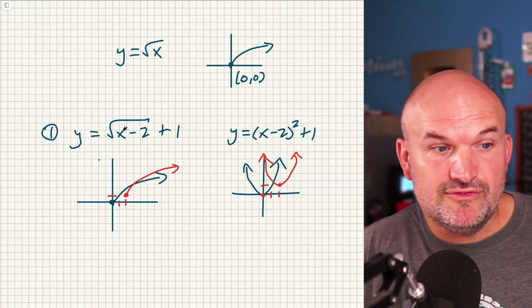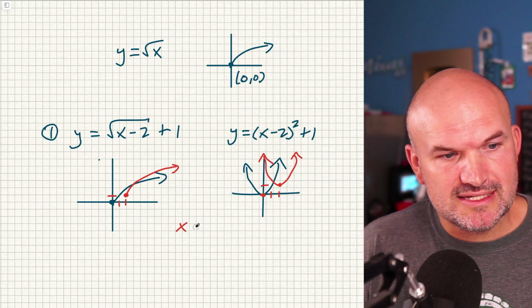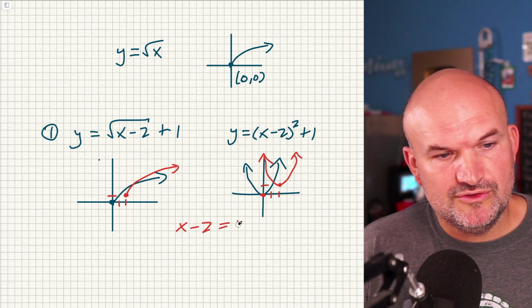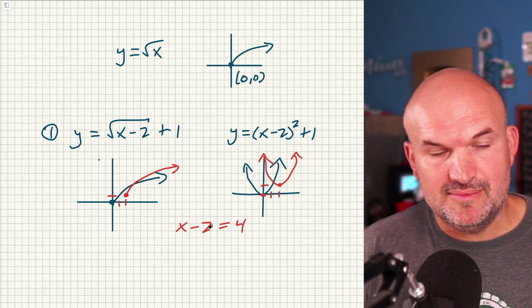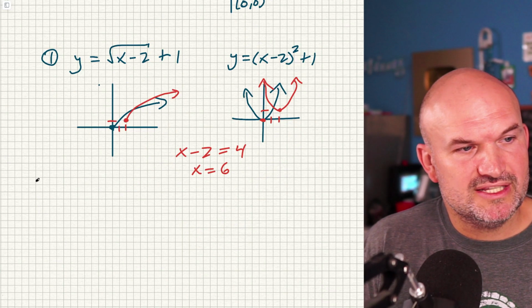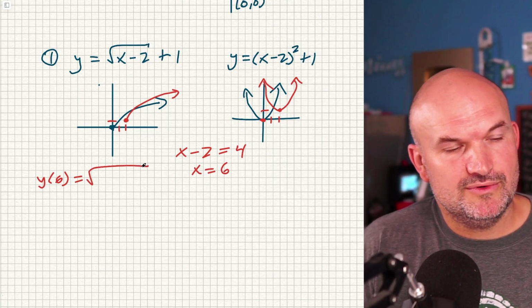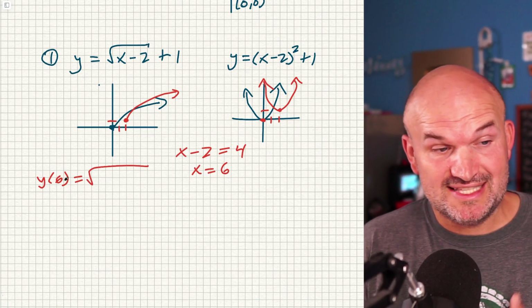Well, I know I can take the square root of 4. So if I said x minus 2 is equal to 4, right? What is this value that's going to give me? And hopefully you realize that's going to be a 6. So if I wanted to plug in this value, let's say I do y of 6, right? That's going to give me, so that'd be my x value. That's the input value.